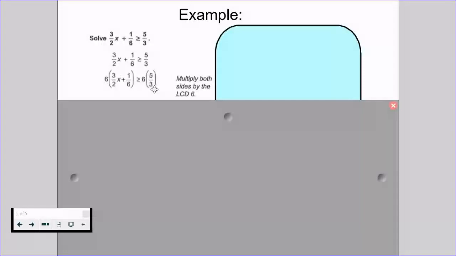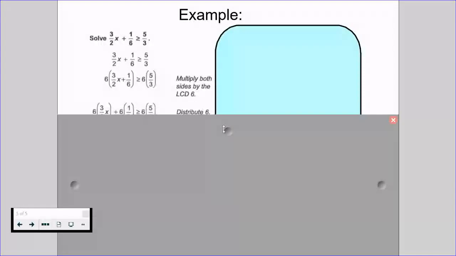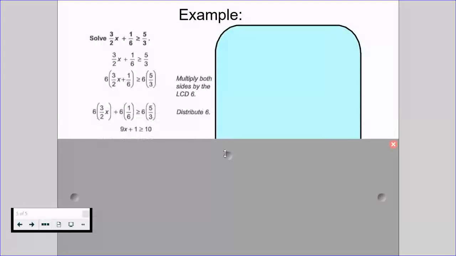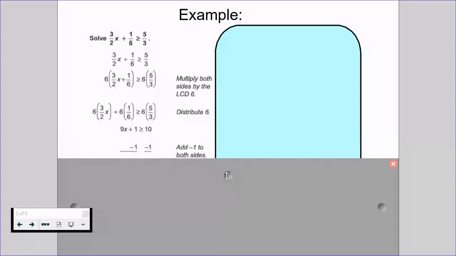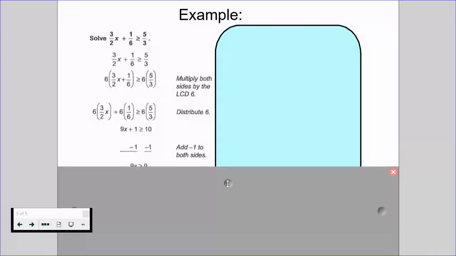So we multiply both sides by 6. We do 6 times 3/2 of x, which ends up being 9x. We multiply 6 by 1/6, which is 1. We multiply 6 by 5/3, which is 10. So we get 9x plus 1 is greater than or equal to 10. We now want to isolate that variable. So the first thing we need to do is get rid of this positive 1. So we're going to subtract 1 on both sides, or technically add -1 to both sides.